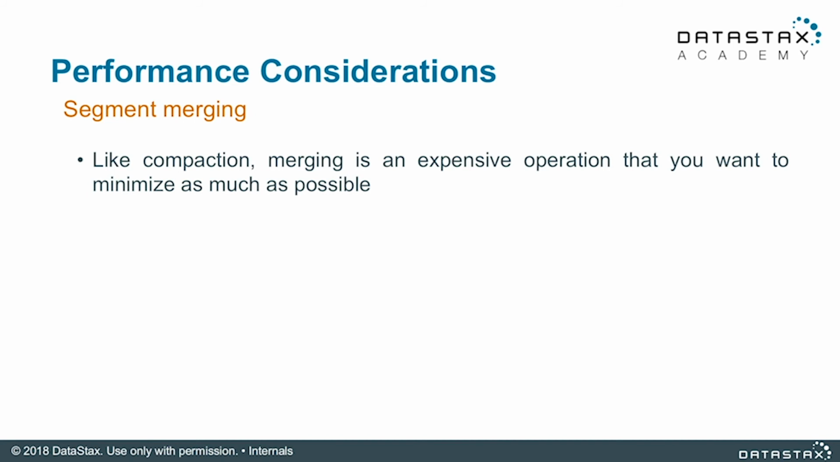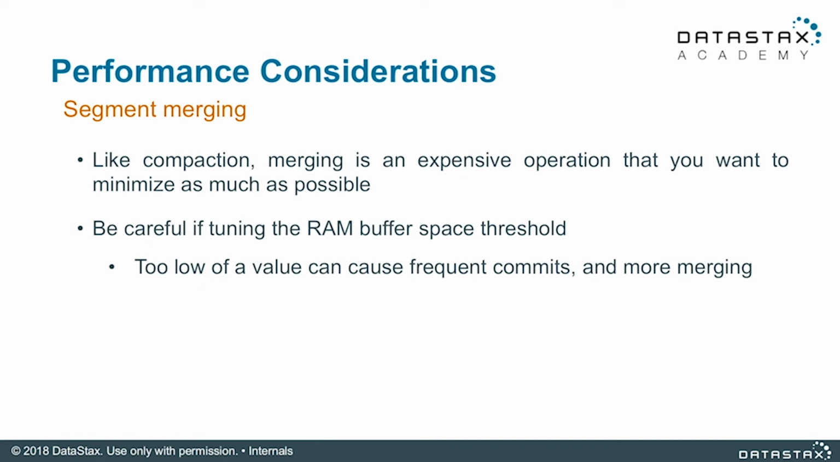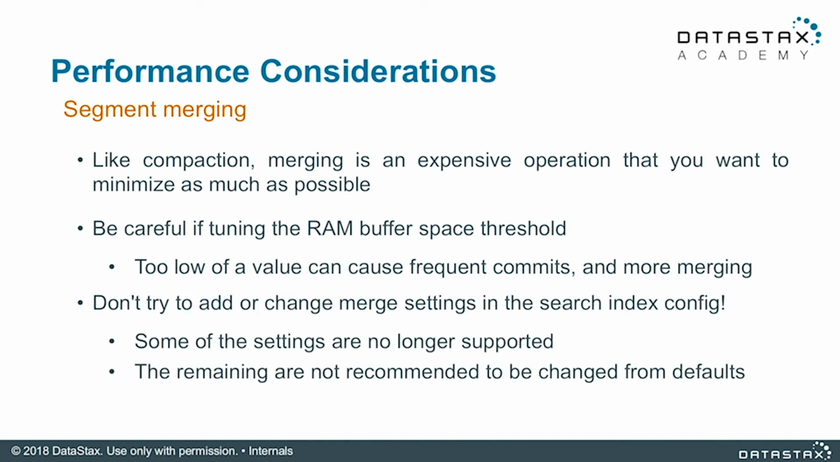When it comes to segment merging, it behaves quite similarly to Cassandra compactions, meaning that it can be very CPU and I/O intensive, and you want to reduce the number of these operations as much as possible. One way to help control this is with the RAM buffer space threshold. You do not want to set this too low, as that may cause more frequent commits, which creates more index segments and triggers merges to occur more often. Also, avoid changing the merge settings in the search index config. Although these settings are available, some of them are not supported anymore. For the settings that do still work, we don't recommend changing them from their default values.